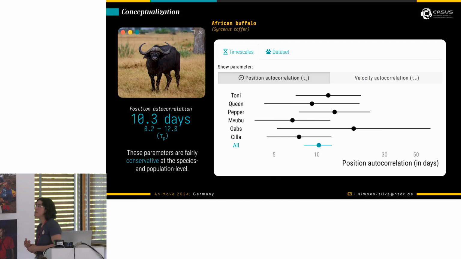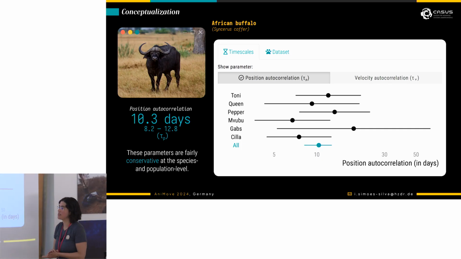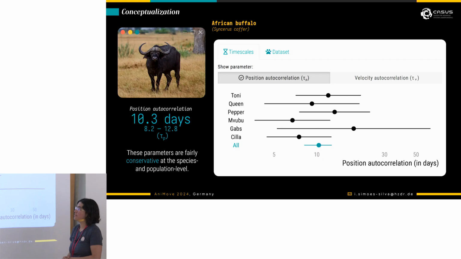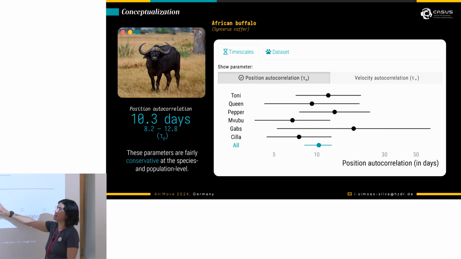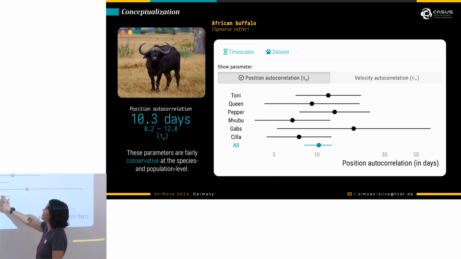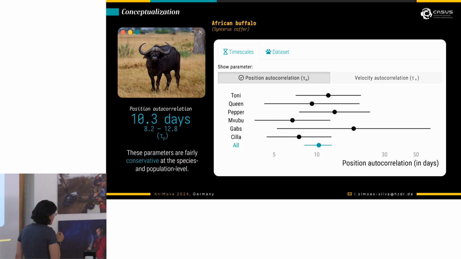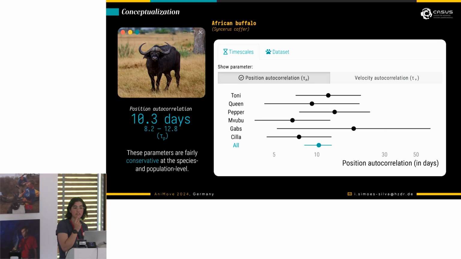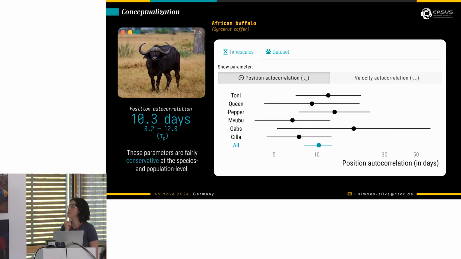For most species, and obviously this is sometimes case by case, unfortunately I can't give you an answer that works 100% of the time. But some species have consistent position autocorrelation parameters across different individuals. Obviously, some are slightly higher than others, but in general they stay within a mean. So it's stable and conservative enough that they can use these parameters to get a good idea. If someone was going to do another study on African buffaloes, they can use this information to inform the next study, because we have a decent estimate of the position autocorrelation parameters.